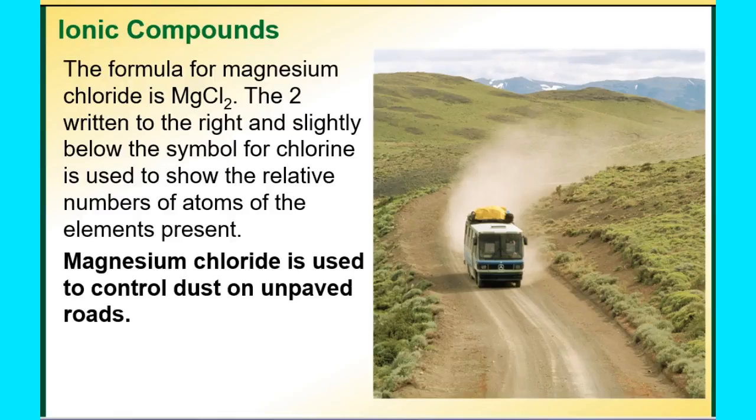The 2 written to the right, slightly below the symbol for chlorine, is used to show the relative numbers of atoms of the elements present. Magnesium chloride is used to control dust on unpaved roads.